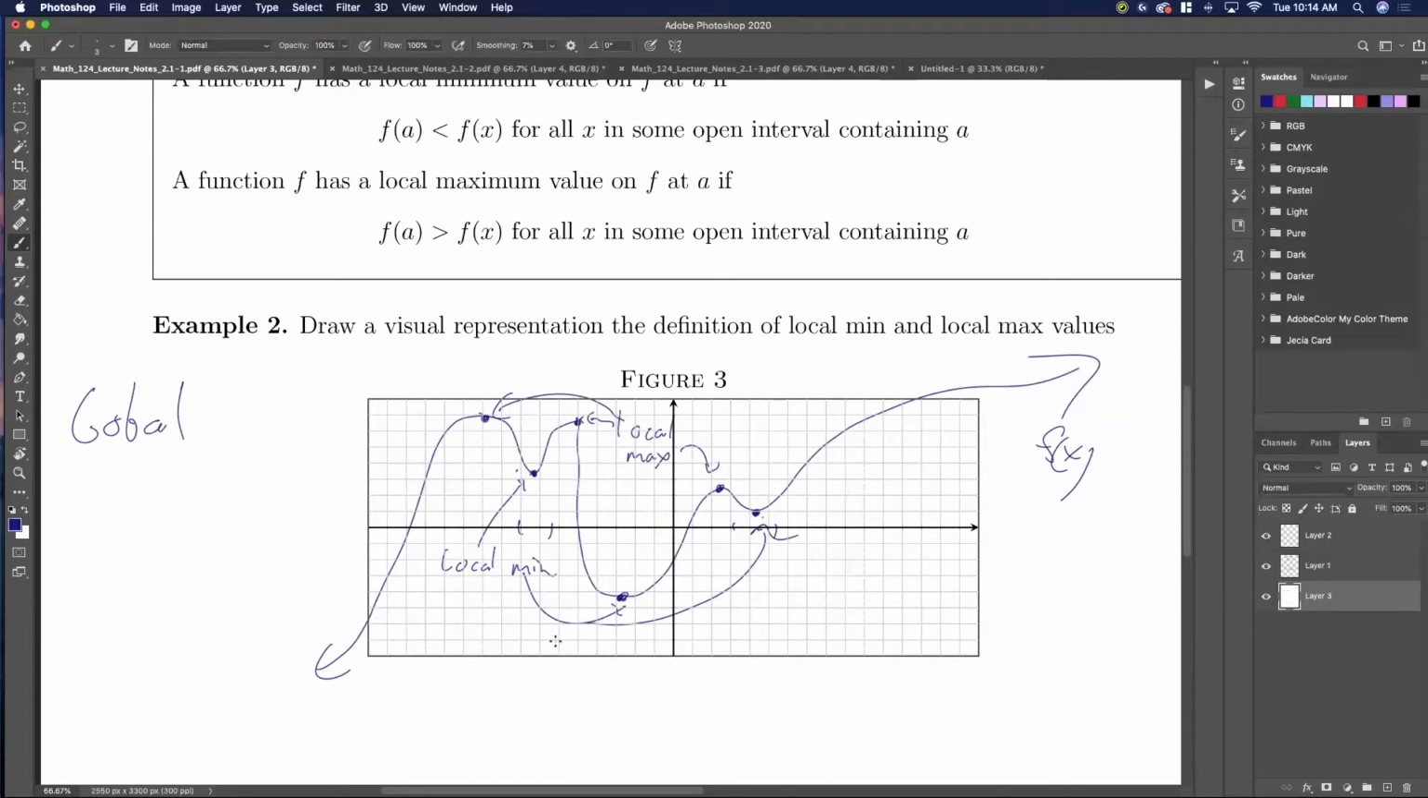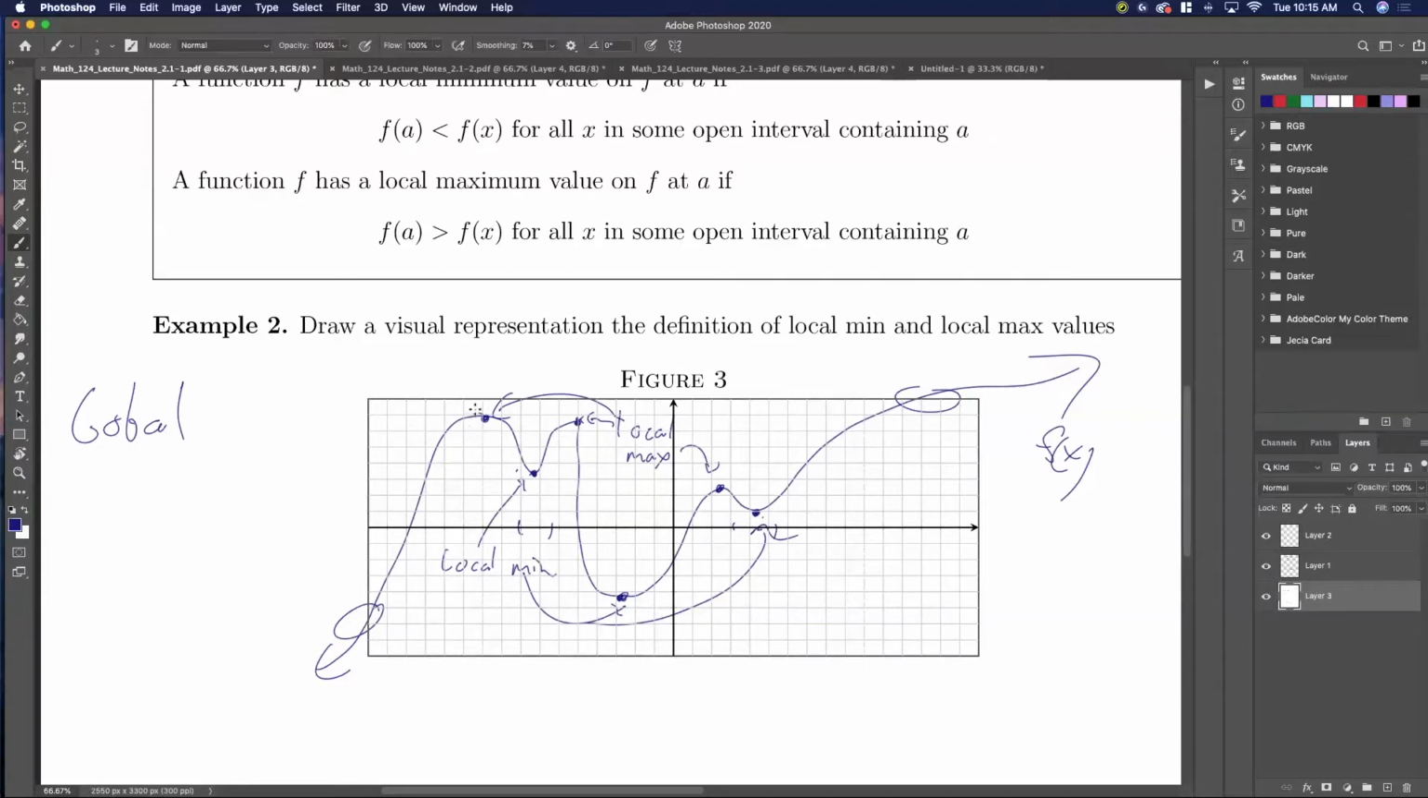For the minimum, it's the smallest value. For the maximum, it's the largest value. Notice that none of these local mins or maxes are global mins or maxes, because this point is lower than all my other local mins or maxes, and this point is higher than all my other maxes. So we're not talking about global mins or maxes, we're just talking locally.